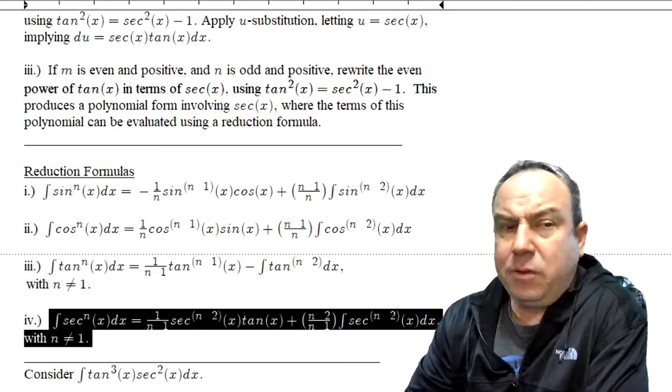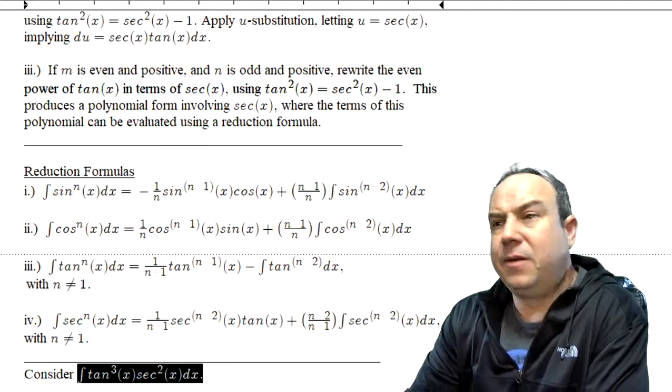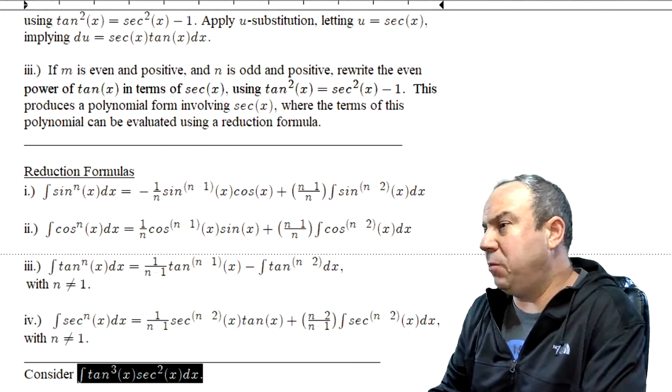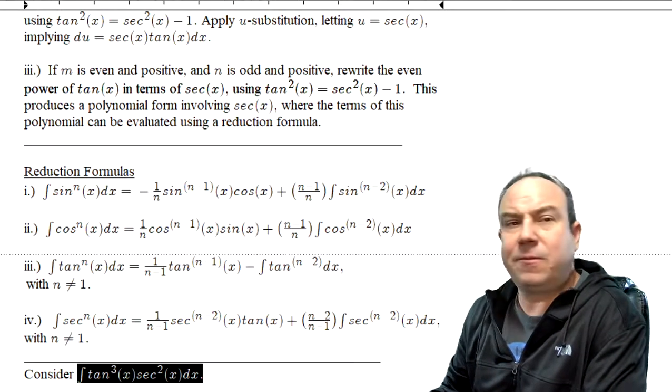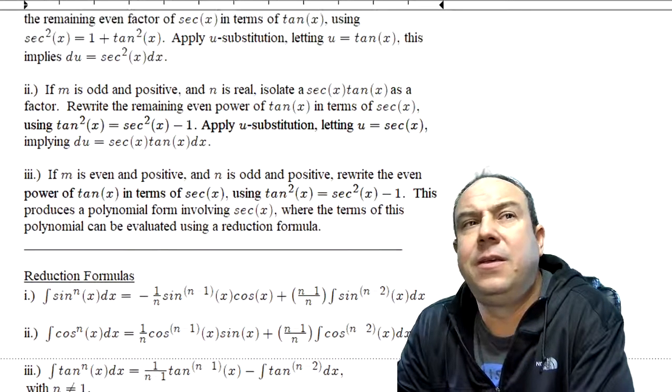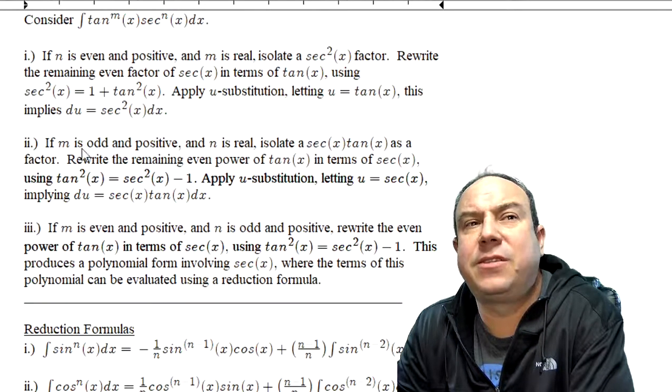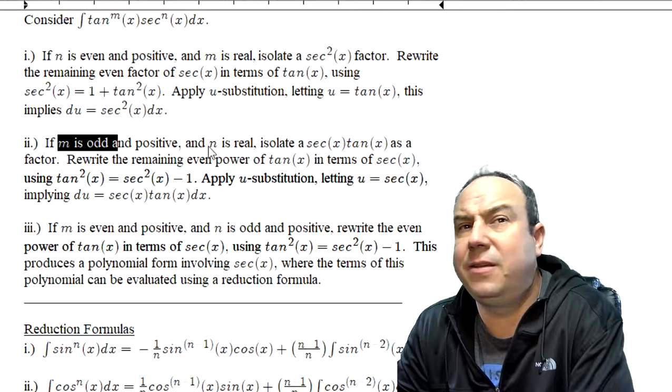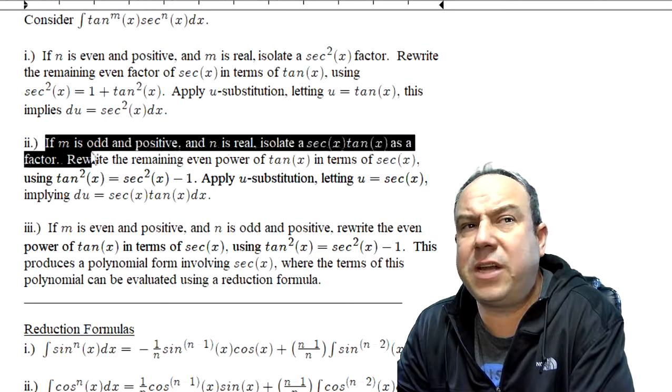Let's look at an example. Let's consider the tangent cubed of x times the secant squared of x. That's a tangent times a secant. The power of m is 3. That is odd. And n is real. This is going to be strategy 2 we're going to apply.